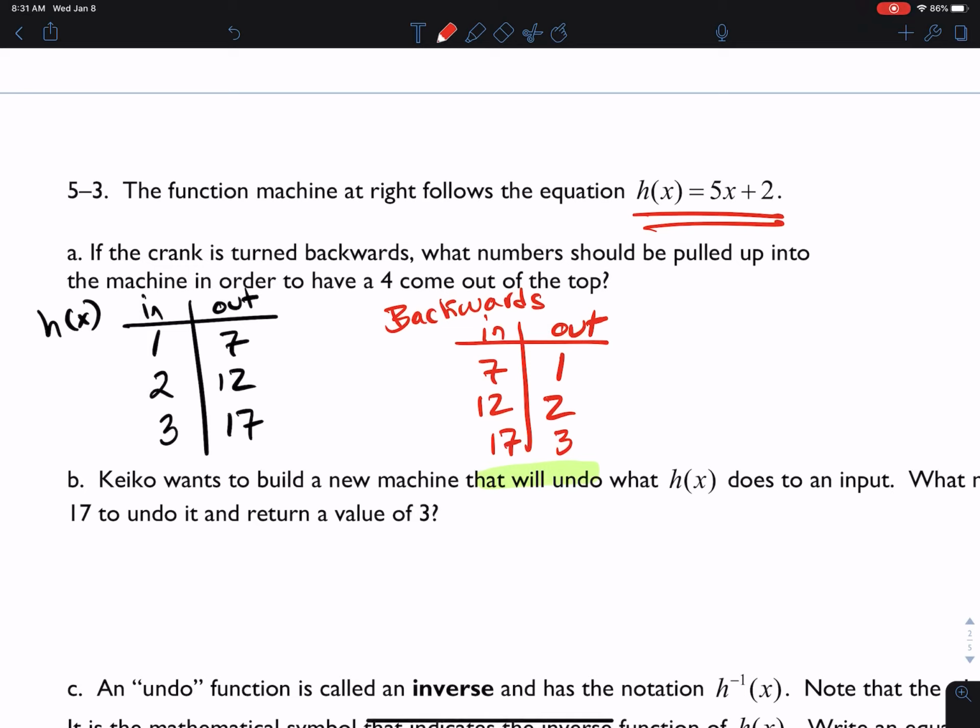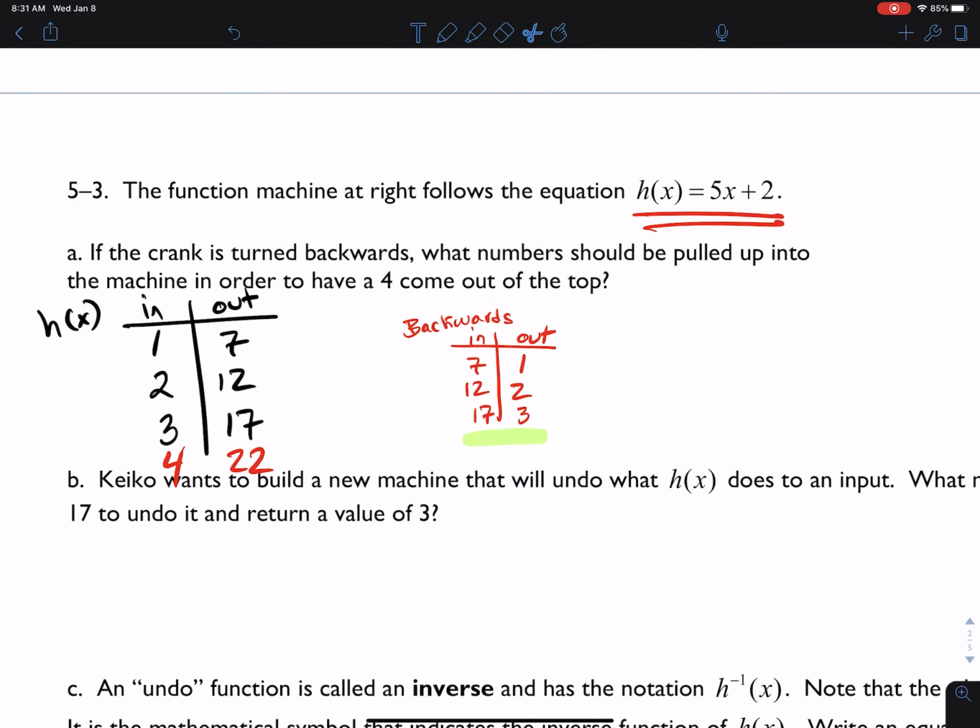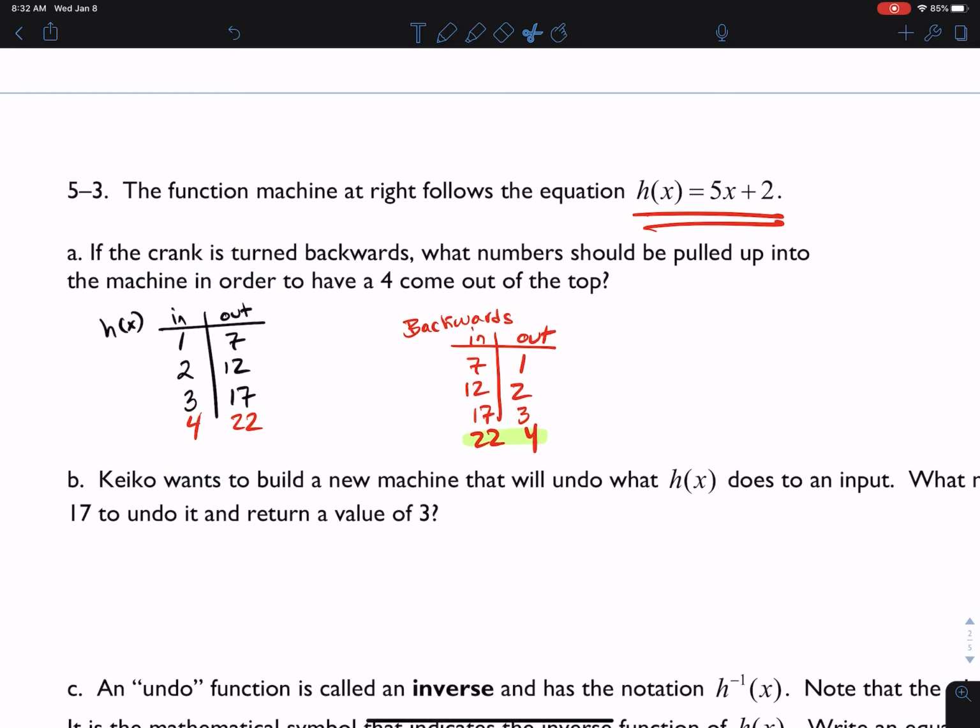So I'm going to go ahead and go to my original function h of x, and input 4 into this function. So if I input 4, 4 times 5 would be 20, plus 2 more, that would be 22. And so thinking about how backwards machines work, that means that if 22 goes into the machine, 4 should come out of the top. Okay, so that answers that question. So if 22 goes in, 4 comes out. Okay, that's A.